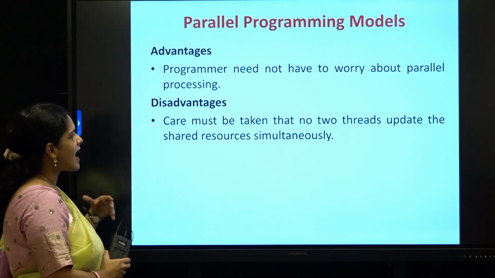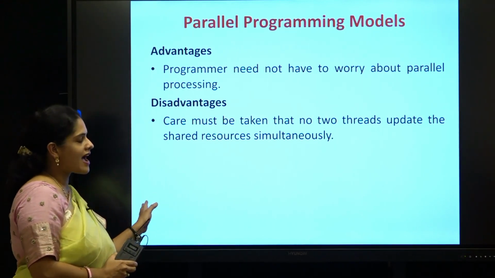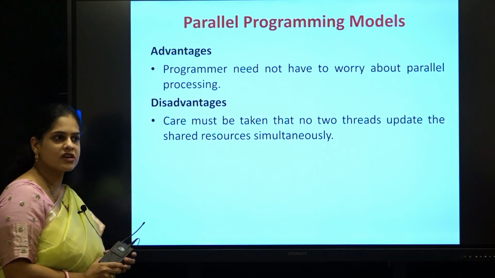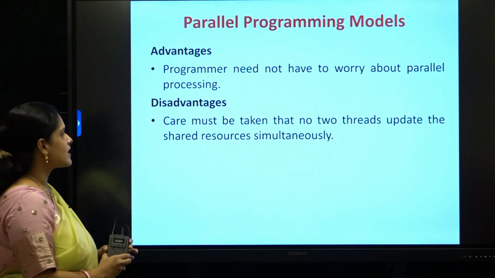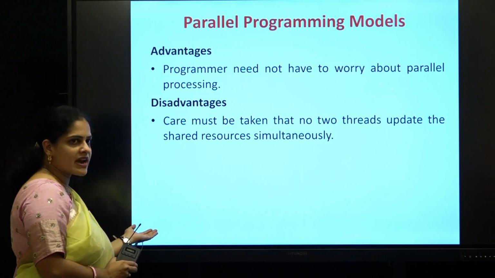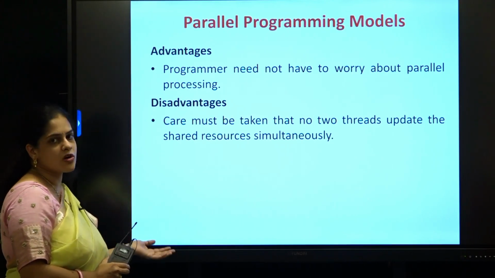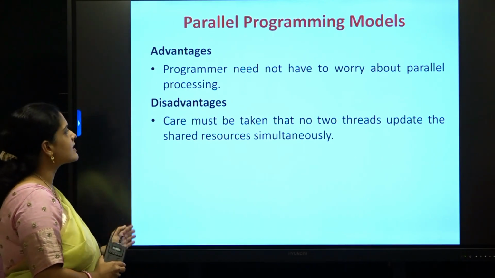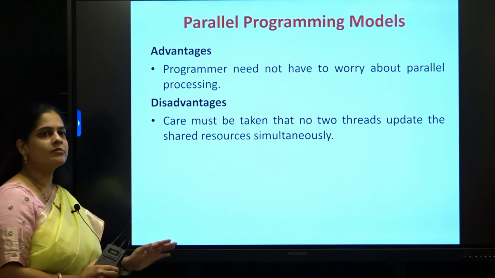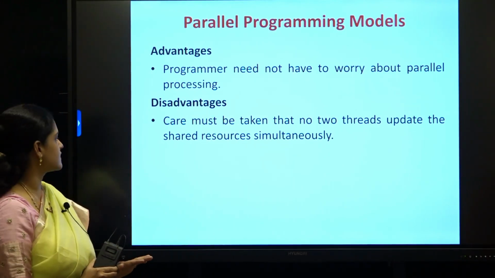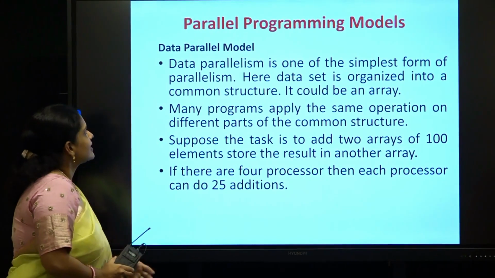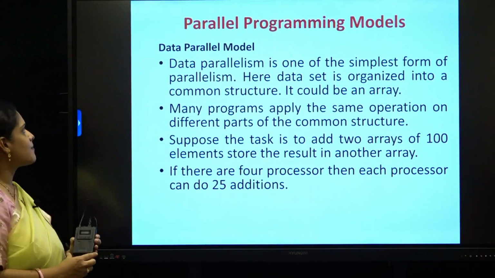For example, since they have a shared memory, they access the data through a global memory which is shared among multiple threads. When one thread is performing a write operation, at the same time the other thread cannot perform a read operation. So, there should be synchronization maintained between the multiple threads existing in the system. The last type of model is the data parallel model.